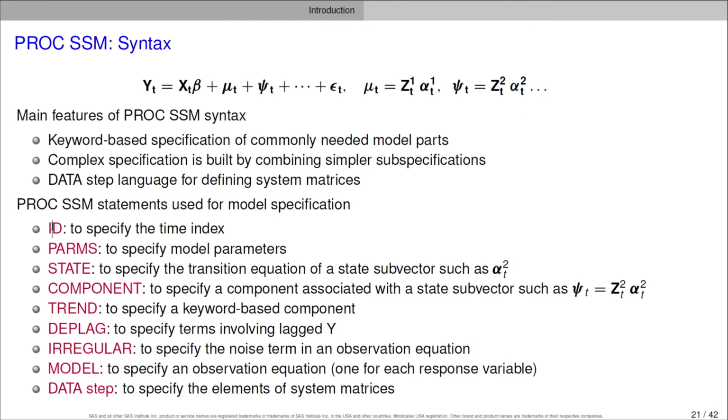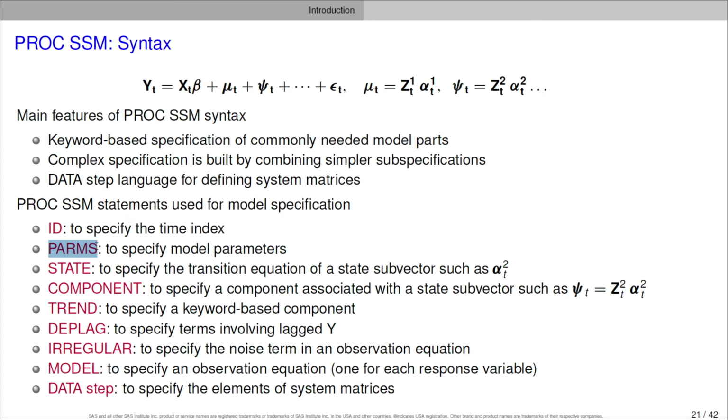So let's begin with the ID statement. The ID statement is used to specify the time index variable. When the data are not simple time series and when the system matrices are time dependent, the ID variable can be an important part of the model specification. For example, in many longitudinal data cases, the transition matrix elements are functions of the distance between successive time points.